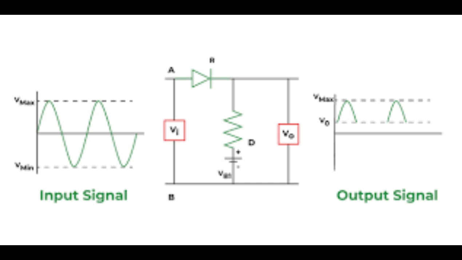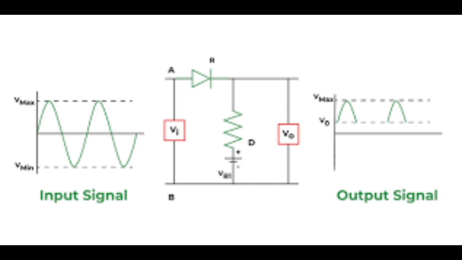When the input voltage rises above or falls below, depending on the circuit configuration, the clipping level determined by the diode's orientation and any bias voltage, the diode becomes forward biased and starts conducting. This conduction effectively creates a low resistance path, diverting current and clamping the output voltage at the clipping level.